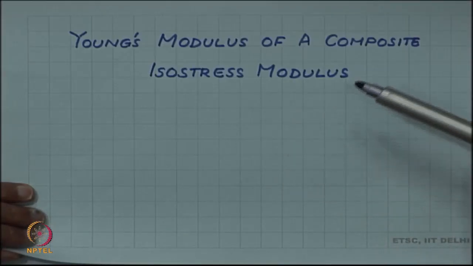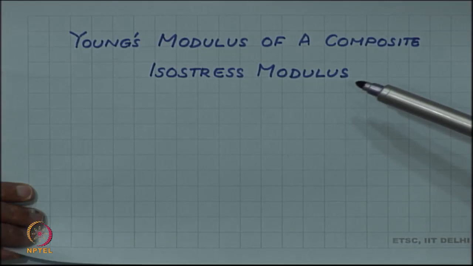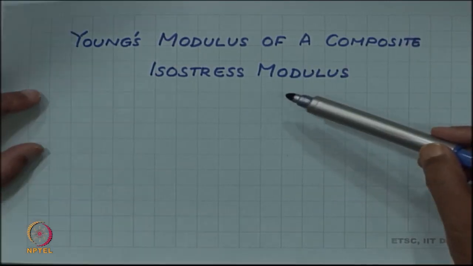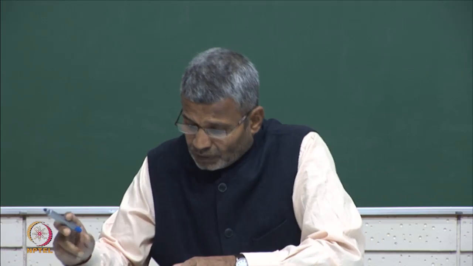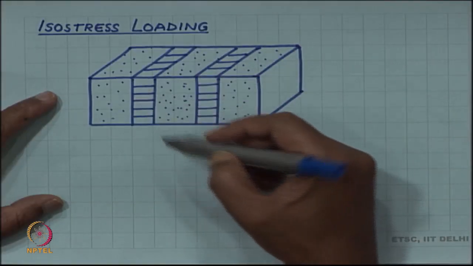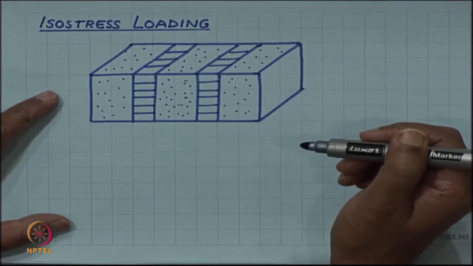So, let us continue the discussion on Young's modulus of composite. Now, let us look at isostress modulus. By isostress modulus, we mean a loading system which gives the same stress in the matrix as well as in the reinforcement. This is not possible with fiber reinforced composites. So, we look at a different kind of composite which is a sandwich composite.